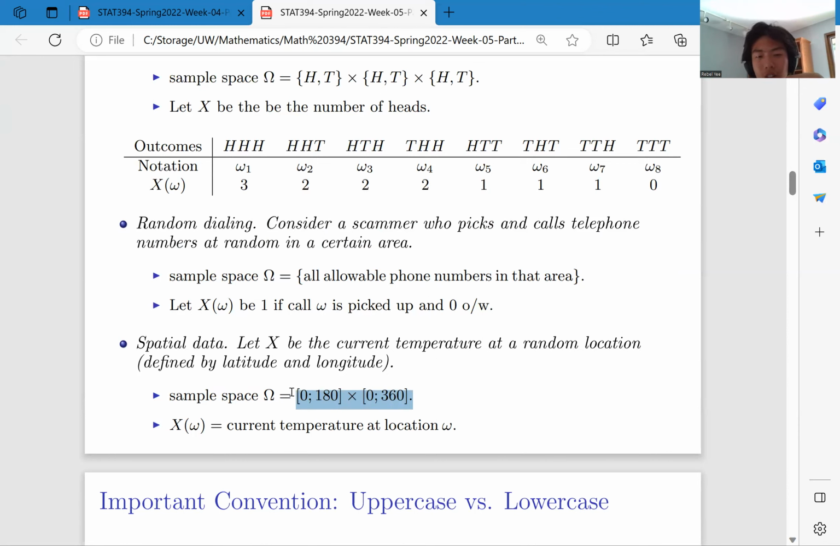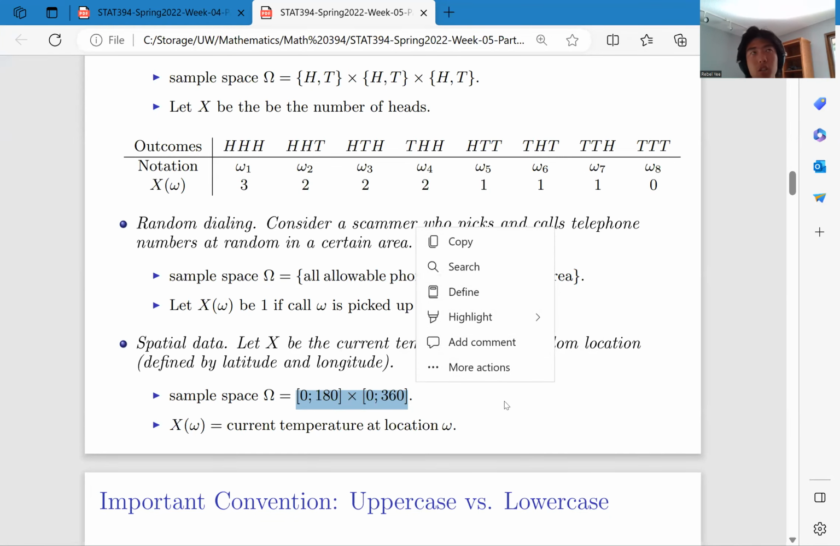This is the whole Earth map with the units of latitude and longitude, and we can use a random variable to convert the location, which is very hard for us to know, to the current temperature at location ω, where ω is from this whole Earth map. So the random variable converts a certain location to the current temperature, which is also a real number.